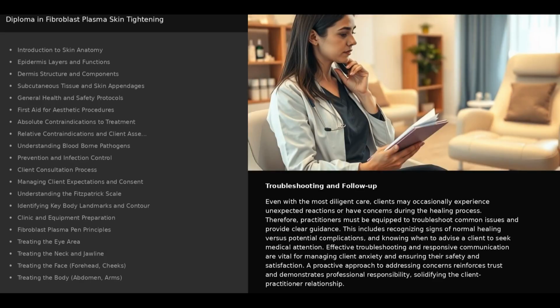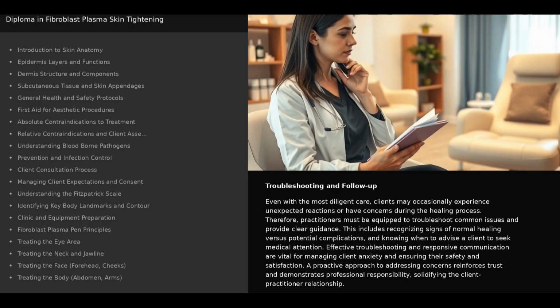Troubleshooting and follow-up. Even with the most diligent care, clients may occasionally experience unexpected reactions or have concerns during the healing process. Therefore, practitioners must be equipped to troubleshoot common issues and provide clear guidance. This includes recognizing signs of normal healing versus potential complications and knowing when to advise a client to seek medical attention. Effective troubleshooting and responsive communication are vital for managing client anxiety and ensuring their safety and satisfaction.